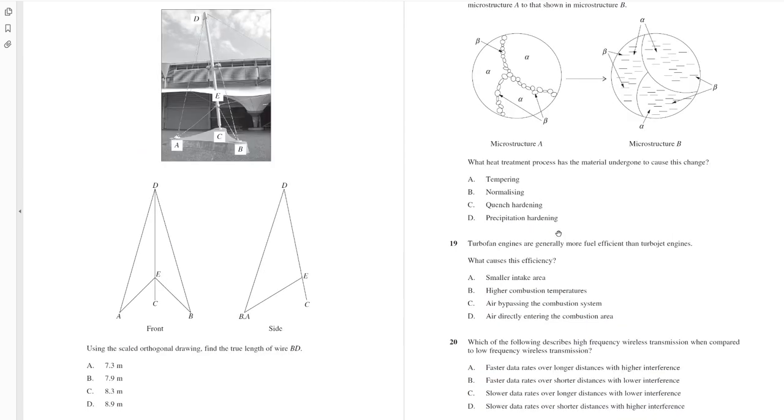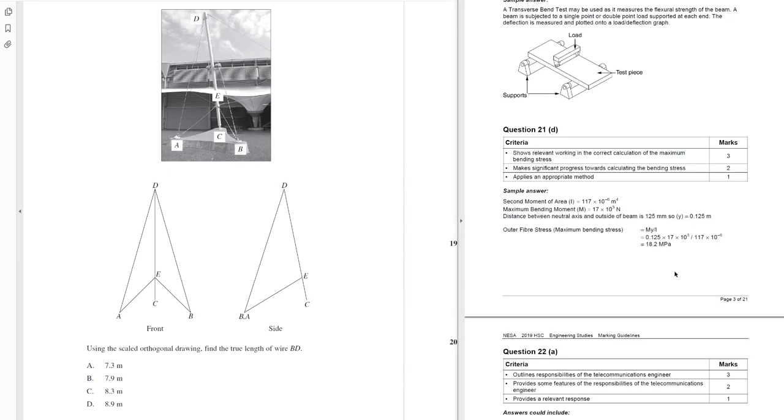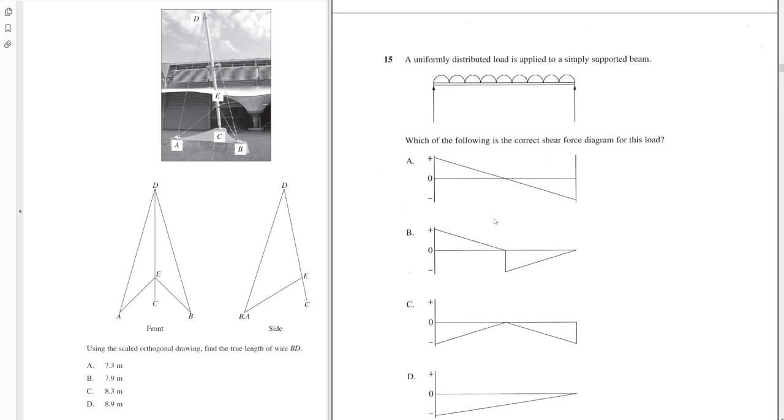Okay, so the next question, we've got a true length question. Now, I always find these ones hard to put in, like I can't put these on Google Classroom because you really need to do these on the paper to scale them. I have got the answers here, but for this part of the paper, it's not all that useful. We're looking at my answers.